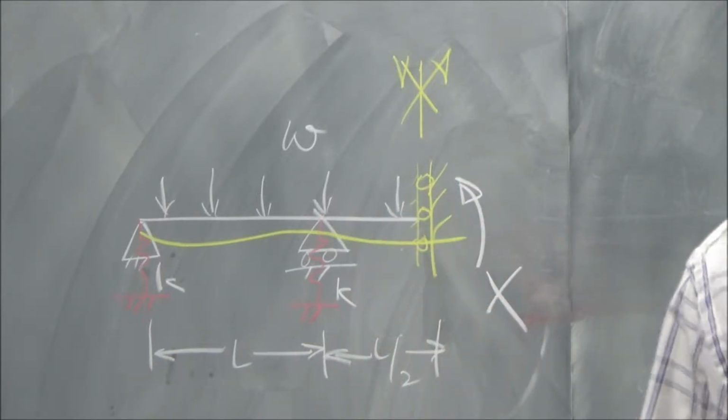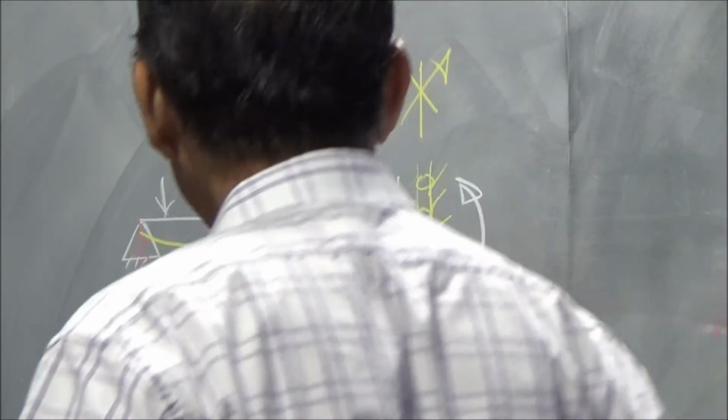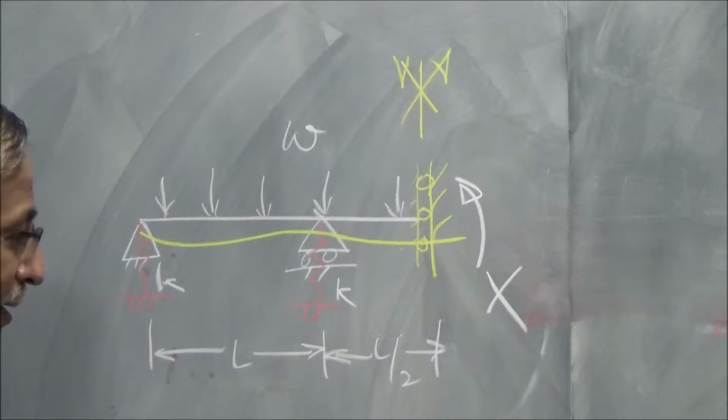Sir, I'll find the strain energy. Now you're talking. In the structures department you find the strain energy. Okay, find the strain energy. How do I find the strain energy? Integration of M squared dx by EI. That strain energy is half integral M squared dx by EI.